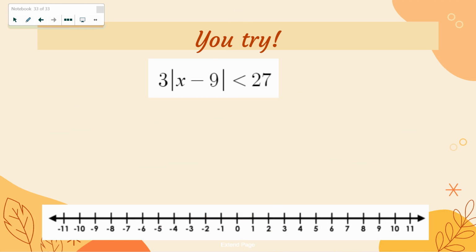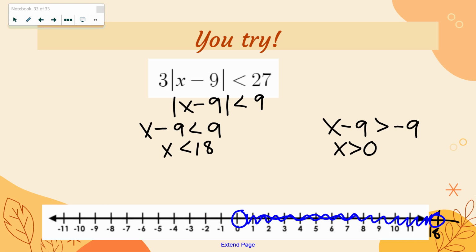Alright, you guys, you try this next problem. So check back in. You're isolating to find the absolute value of x minus 9 is less than 9. You solve to find x is less than 18. And then you also find x to be greater than 0. So what do you notice about the solution set here? Were they overlapping or going in opposite directions? They're overlapping, which means it's a what situation?